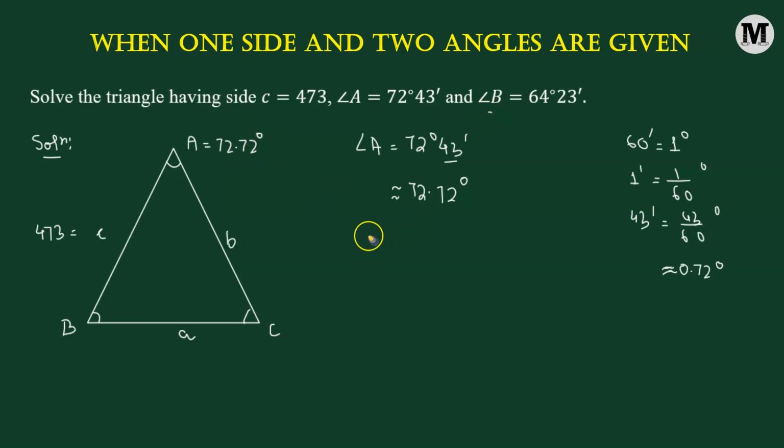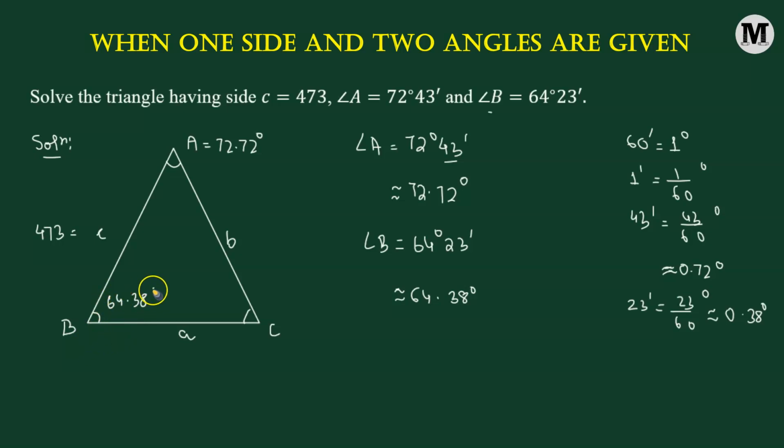Then we have the angle measure for B, given as 64 degrees and 23 minutes. We convert the 23 minutes to degrees, which is 23 over 60 degrees. It comes out to be approximately 0.38 degrees. So our angle B measure comes out to be 64.38 degrees. Our goal will be to determine the rest of the values.